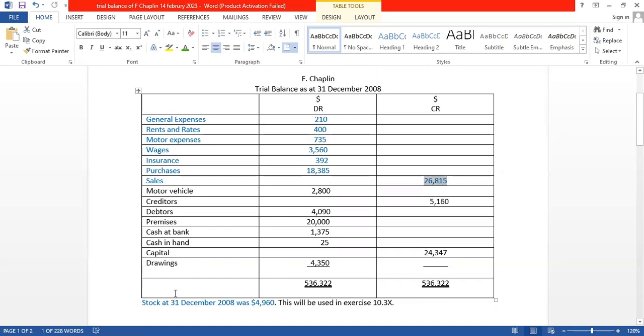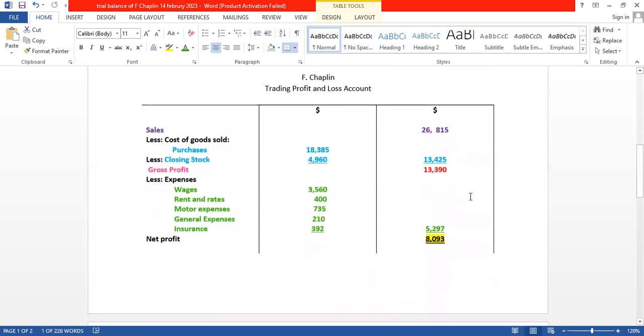No, it's not there. But the note below says that the stock at the ending of December was $4,960. Again, I've color-coded that as well. So you copy that and you're going to put it here for closing stock. There's an adjustment to be made. So we put the figure here and then the final figure will go in column 2.